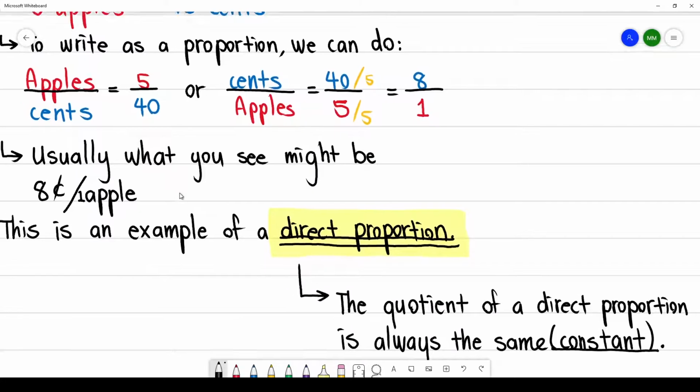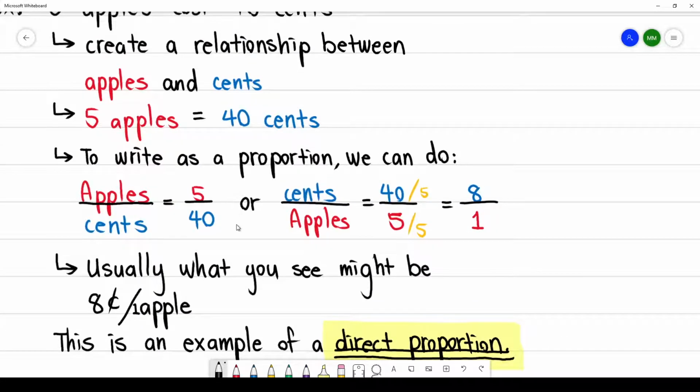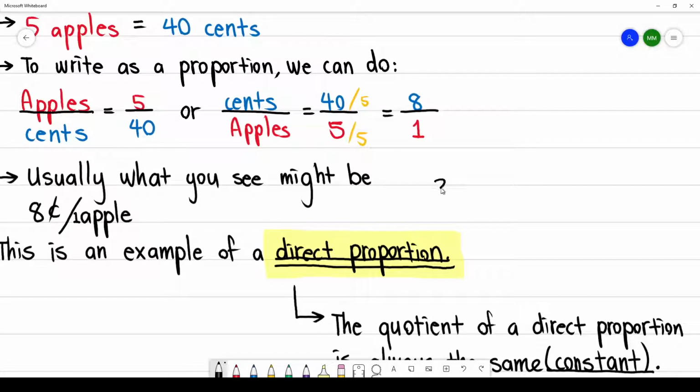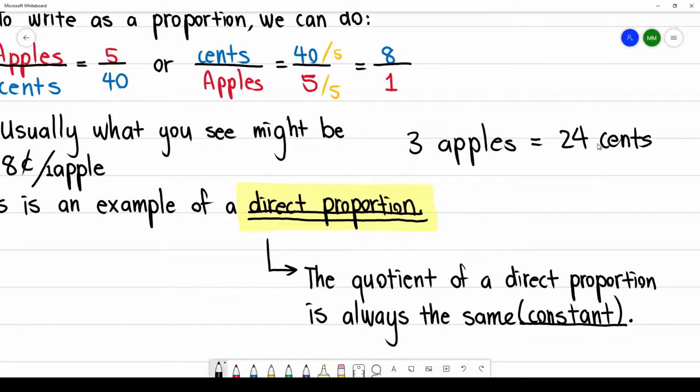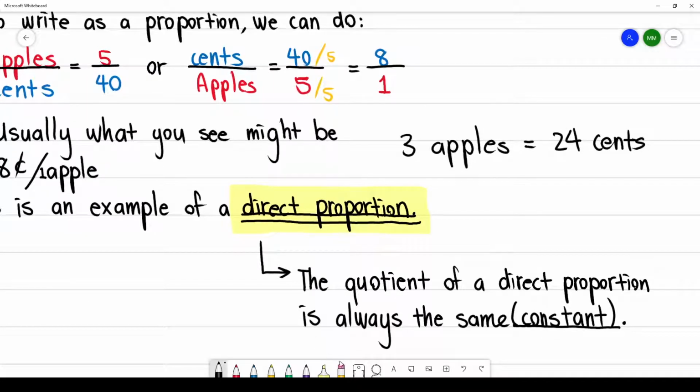No, 1 apple in case. And then say if I have 3 apples, then I'm going to need 24 cents. Why? Well, if 1 apple is 8 cents, then for 3 apples I simply multiply by 3. So 8 times 3 is 24 cents. And when you divide 24 by 3, you get 8 cents per apple again. So the quotient of a direct proportion is always the same. So always constant.